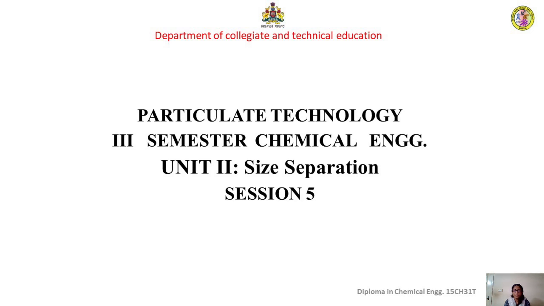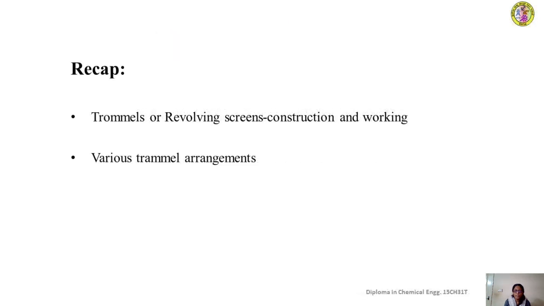Then we started discussion on the industrial screens. First we learned about the screening operation, its objectives, and in the previous 2 sessions we have learned about the working and construction of two types of screens. One is a stationary screen, another one is revolving screen. In the last session, we had a discussion about revolving screens, which are also called trommels. Their construction and working principles were taught, and also we learned about various types of arrangements when more than one trommel is used for the given size separation operation.